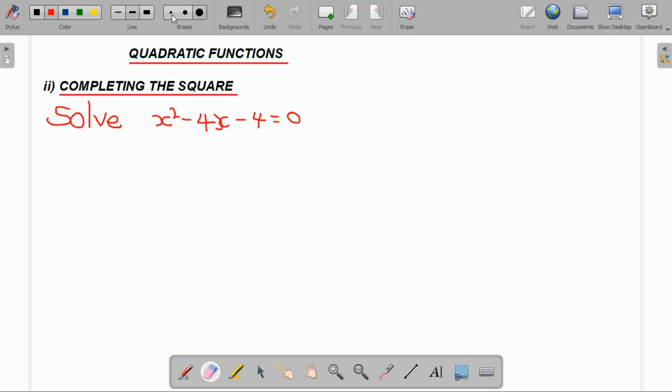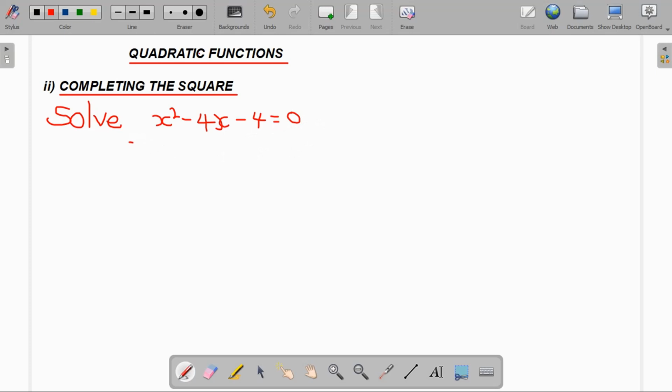Now in this case, for the question that they have given us, which is solve x square minus 4x minus 4 equals 0, the coefficient is already 1. If the coefficient is already 1, we just go directly to solving. So this is negative 4, and we have to add 4 to both sides.